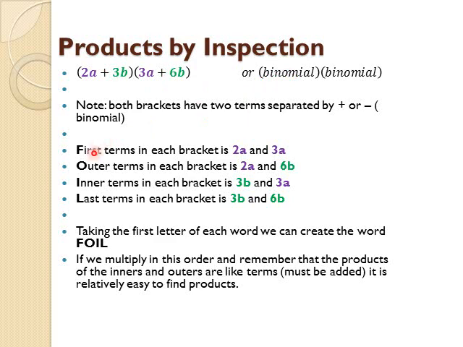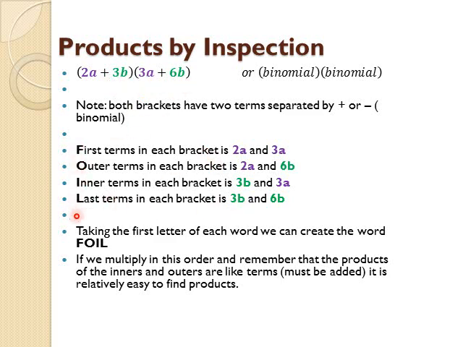Right, and here I'm going to explain FOIL. First term in each bracket, 2a and 3a. Outer terms in each bracket would be the 2a and 6b. Inner terms in each bracket are 3b and 3a. The last terms are 3b and 6b.